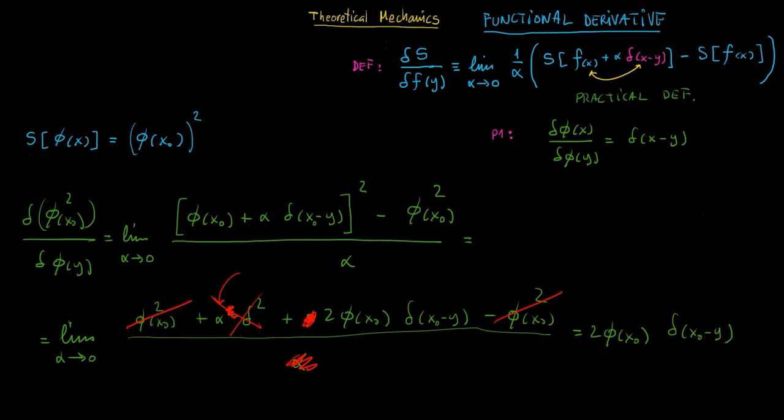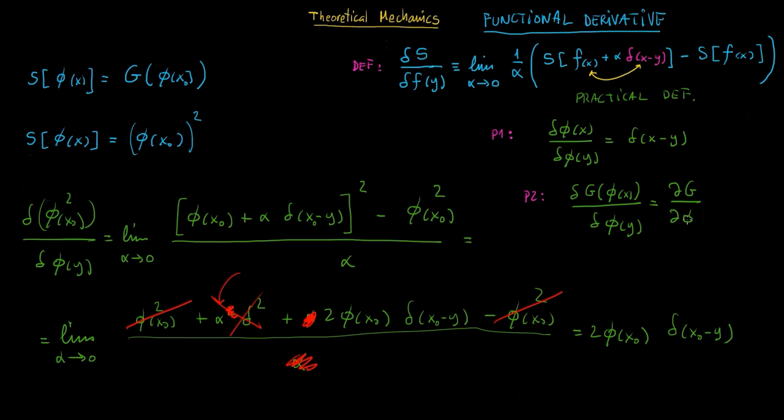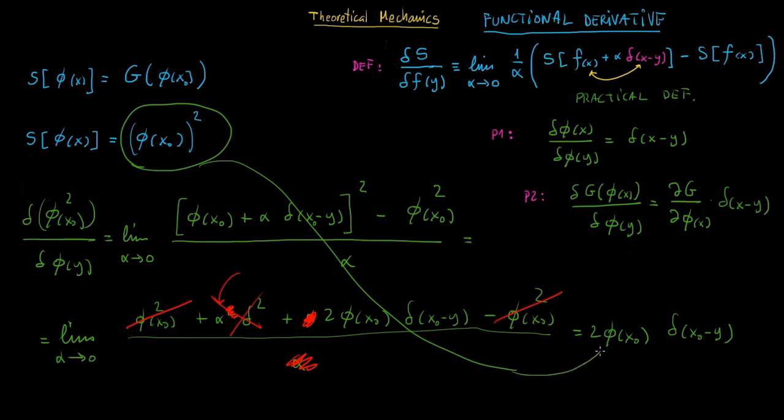x0 minus y. So the general thing, as you probably guess, is that if you have a functional like this, some function g of phi of x0, then what you get is property 2: the functional derivative of a certain function of phi of x with respect to phi of y is the partial derivative of g with respect to phi of x times delta of x minus y, because phi squared, the derivative with respect to phi, is 2 phi. This is an example of this rule.